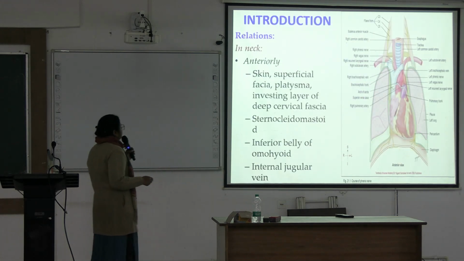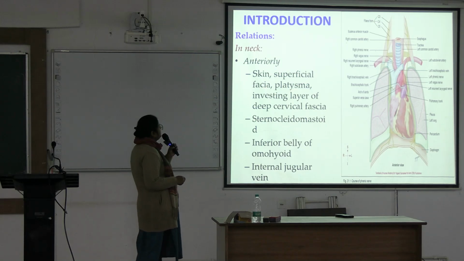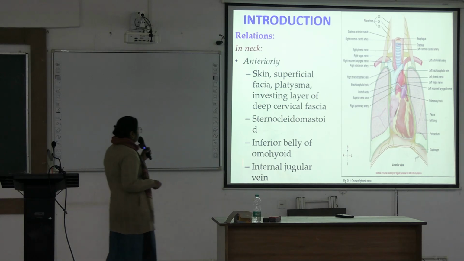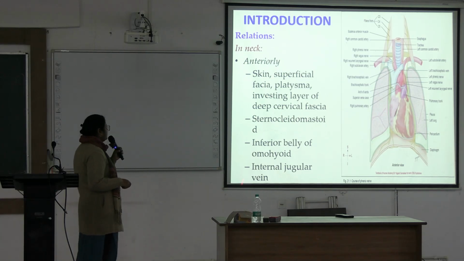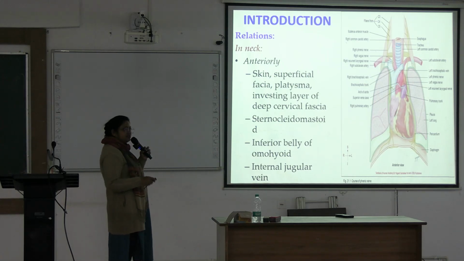So what are the relations? Anteriorly lies the skin, superficial fascia, platysma, investing layer of deep cervical fascia in the neck, and sternocleidomastoid muscle, inferior belly of omohyoid and internal jugular vein. Here, anteriorly all these structures are lying.